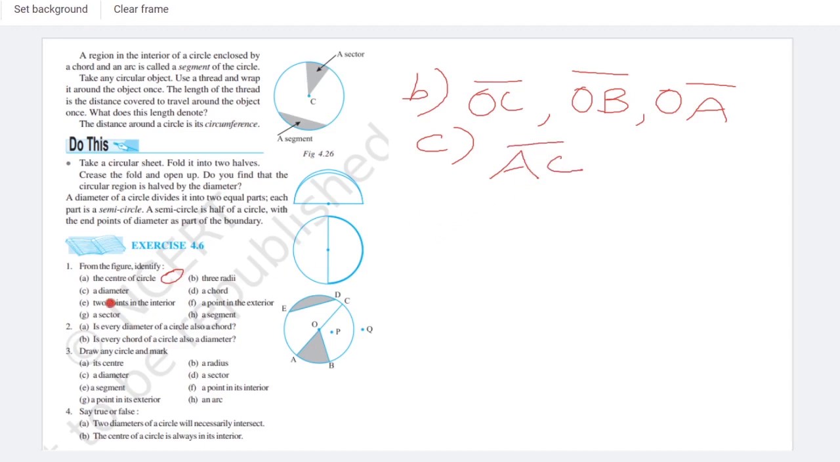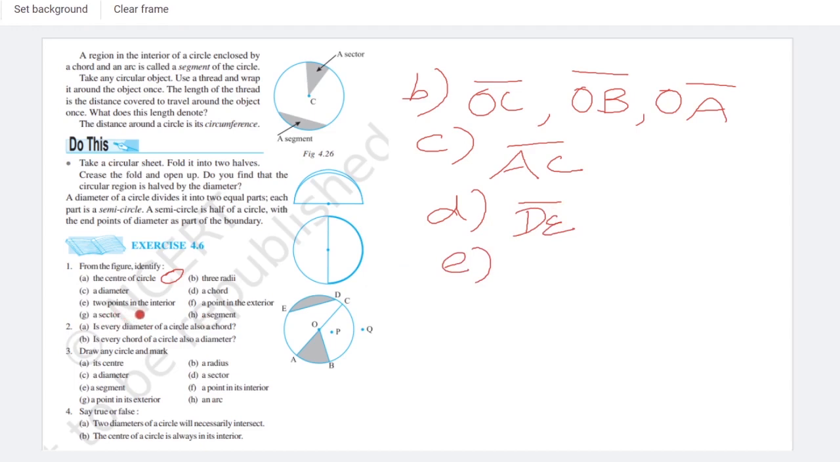And the fourth one, what you should name a chord. Chord means a line connecting 2 points on the circle. So this will be the chord, DE, and a bar above it.